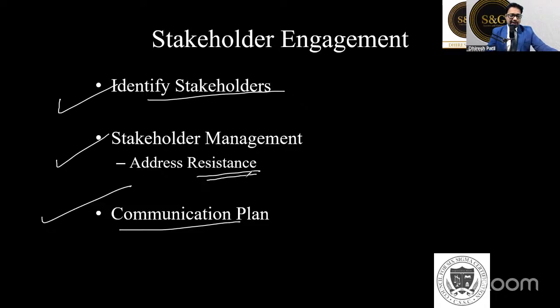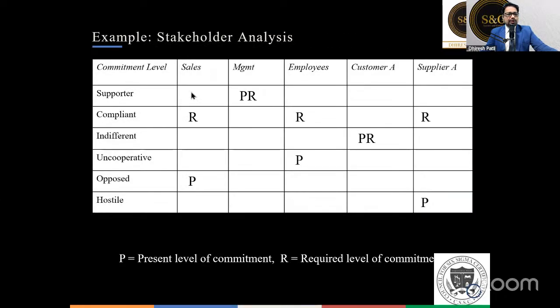Like last time I gave you the example, the sales department, for example. I think here we have that. Sales department: we want them to be compliant because R stands for required level of commitment, right? But they are opposing. Now, when we spoke with them, we identified the sales department is the highest attrition-hit department. There are maximum people leaving, and HR is not able to recruit enough people.